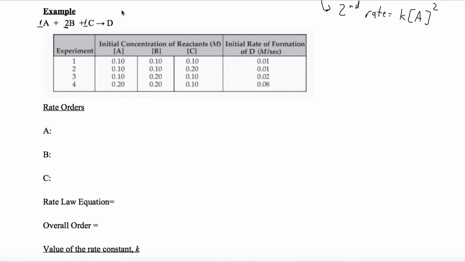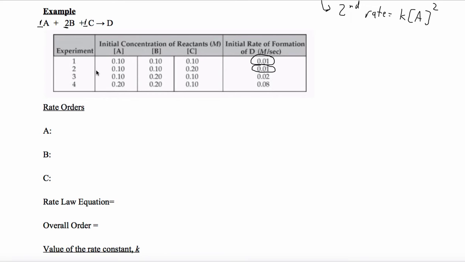So let me show you what they did in this experiment. They did 4 different experiments. In the first experiment, they had the rate measured when the concentration of A was 0.1, B was 0.1, and C was 0.1. They measured the rate of the reaction. In the second experiment, they held A and B constant at 0.1 and just changed C and looked at what happened to the rate of the reaction.